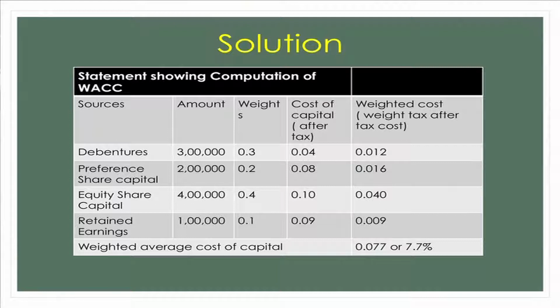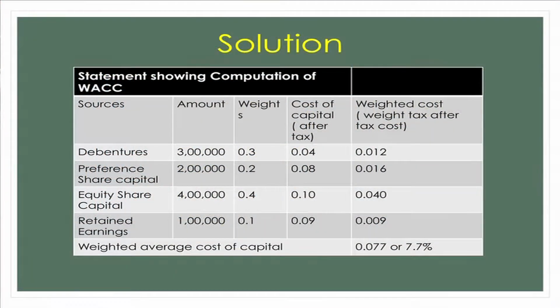Similarly, 2 lakh divided by 10 lakh, preference shares will be assigned a weight of 0.2. Equity share capital, 4 lakh divided by 10 lakh, will be assigned the weight of 0.4. Retained earnings, 1 lakh divided by 10 lakh, will be assigned weight as 0.1. So, our third column reads as weights: debentures 0.3, preference share capital 0.2, equity share capital 0.4 and retained earnings 0.1. We are already given cost of capital after tax in the question.